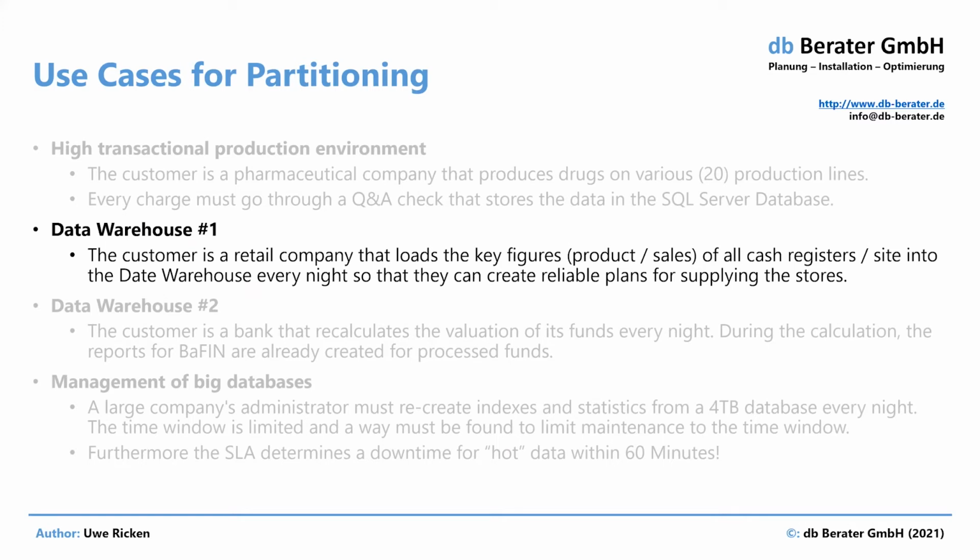The second one is the following. A customer is a retail company here in Germany, one of the big 3. This is the only thing I can say. It's a retail company that loads key figures, so product and sales of all cash registers per site, into their data warehouse. It goes every single night because they need to create reliable planning for the supply chain of the stores.